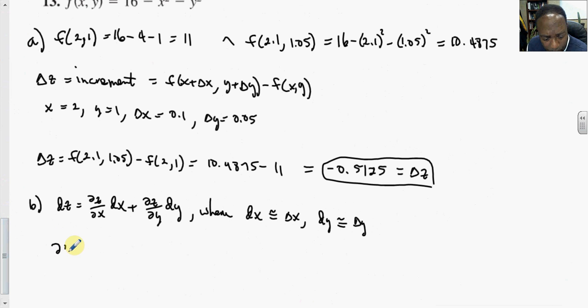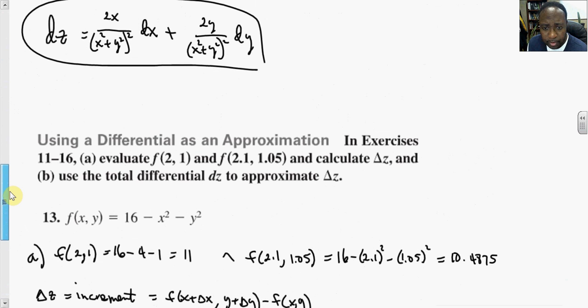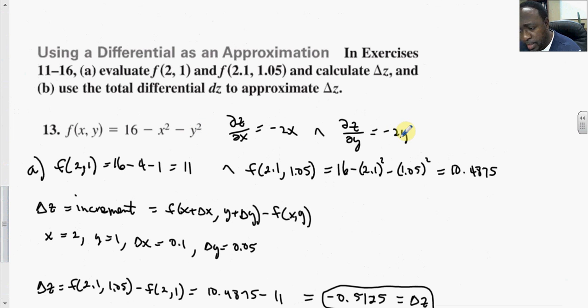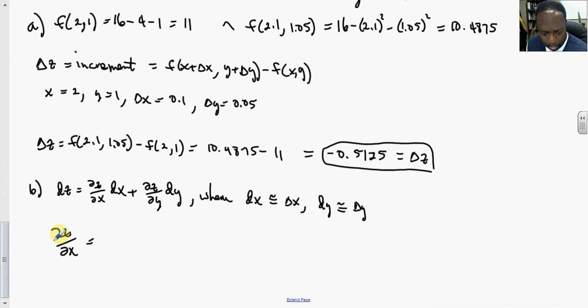So those partials, the partial of z with respect to x, where's the function? This guy right here. This partial of z with respect to x is negative 2x, and the partial of z with respect to y is negative 2y. So here we have negative 2x times delta x minus 2y times delta y.